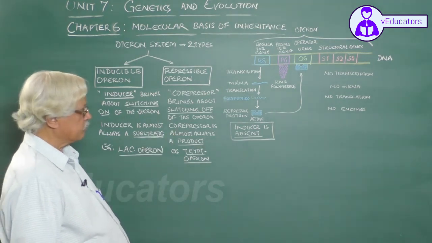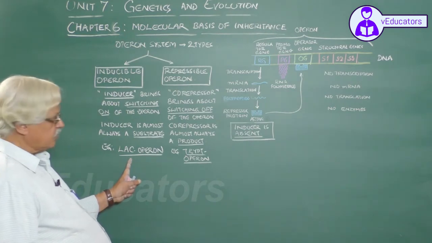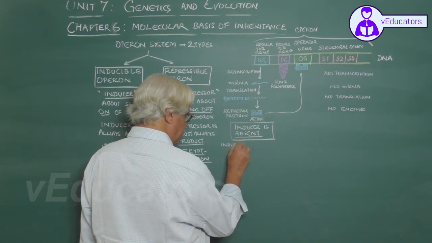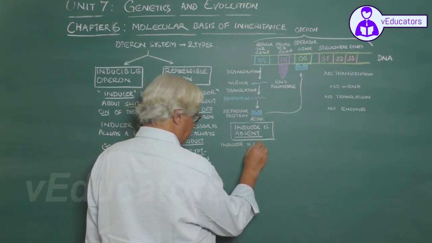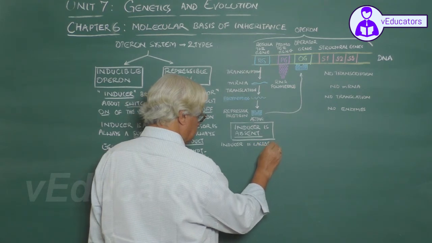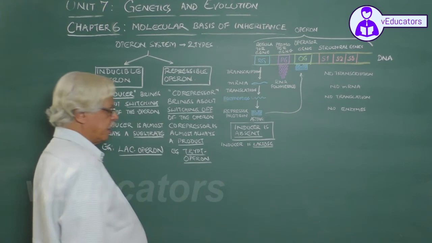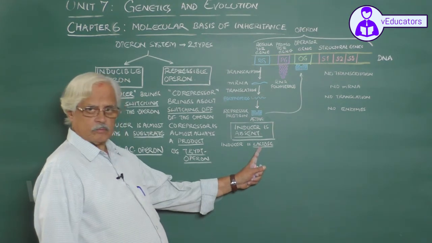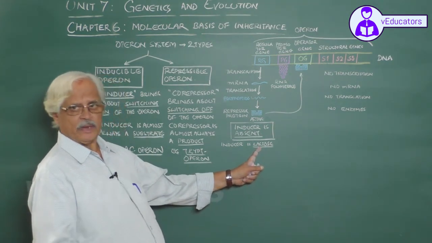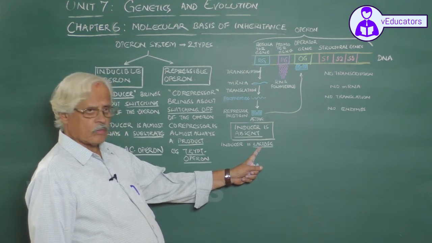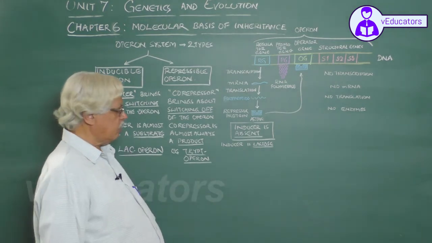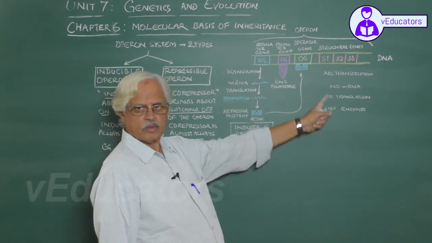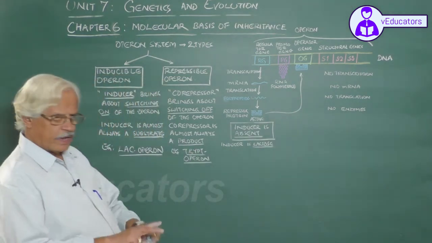For example, in lac operon system, the inducer is lactose, a disaccharide. When there is no lactose available to the bacteria, there is no question of breaking down of lactose. Therefore, the enzymes will not be produced. These enzymes will not be produced, so there is no lactose metabolism.